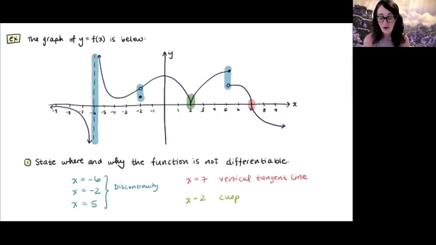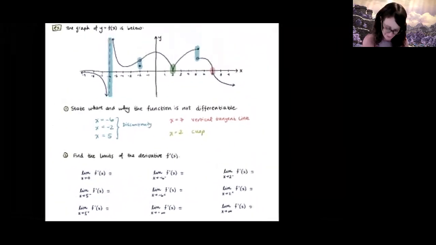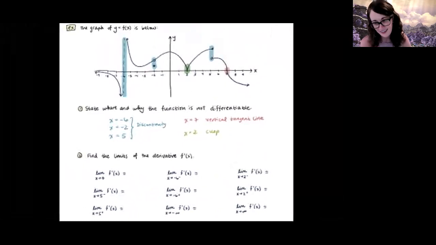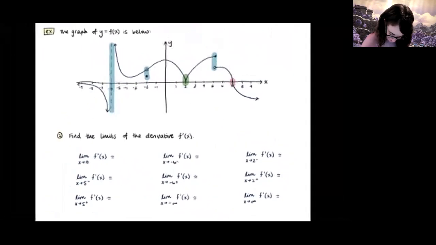So remember, like with holes and asymptotes, we can't plug in a function value. We can still find what the function values are approaching. We're going to do that, but just with slopes. So let's find the limits of the derivative as these x are approaching these different values. So I'm just going to erase this for a second, just bring this up closer so we can have more space to see everything.